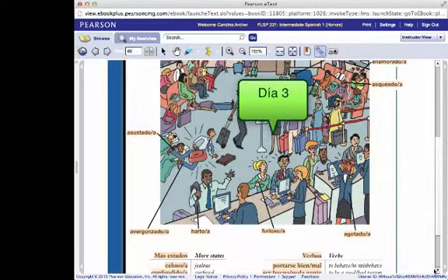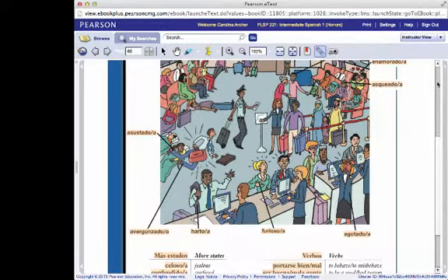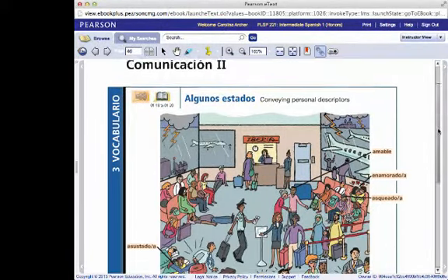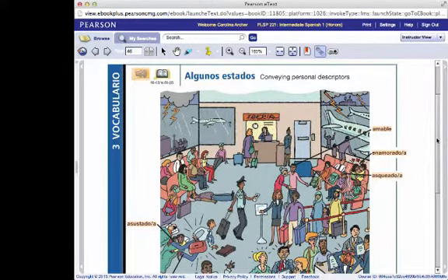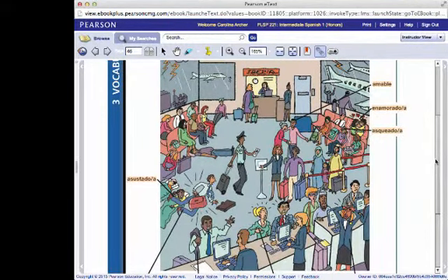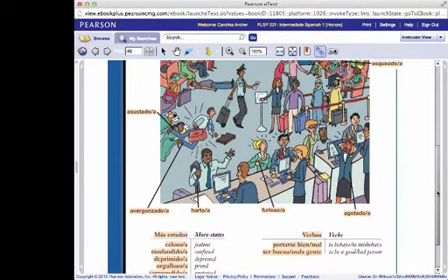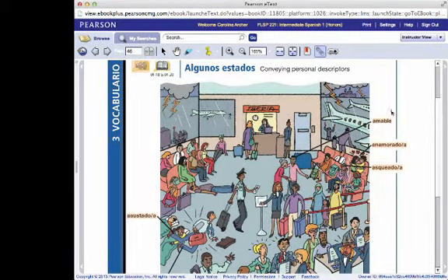Bueno, vamos a continuar con el día número 3 y vamos a estar viendo un poco más de vocabulario en cuanto a algunos estados, to convey personal descriptors, and some of these are things that are just temporary, how you feel at the moment. Some things we can use to describe people, but amable is a trait that a person has most of the time, I guess. So with amable, you can say es una persona amable, okay? But with most of the others, we're going to use them with the verb estar because these are temporary states, and things that can change, okay?